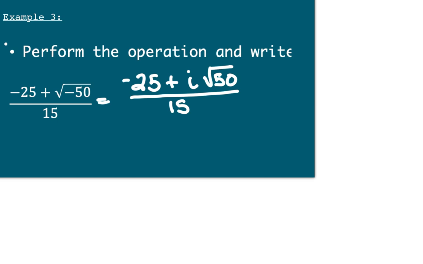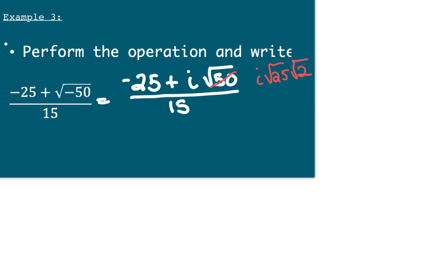I want to break that 50 down into simplified form. So I think I can make that square root of 25 times the square root of 2. So that is going to become square root 25 times square root 2 here. So we're going to say this is going to be i square root 25 square root 2.